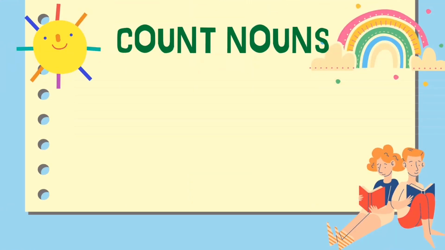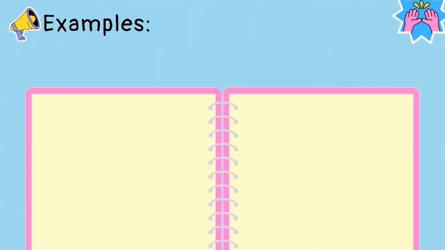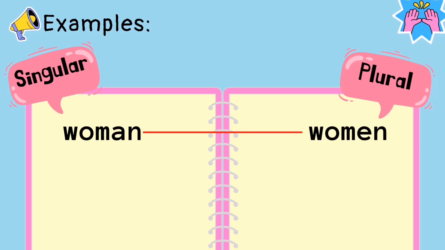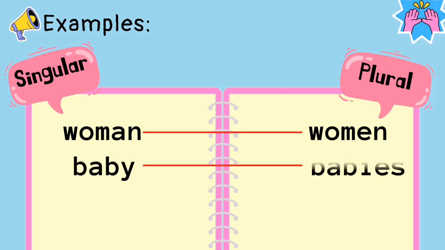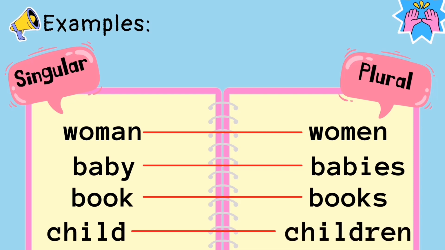Let's learn first the count nouns. Count nouns are nouns that can be counted. They can be singular or plural. Examples of count nouns. So we have the singular count noun or the plural count noun. Example of singular is woman, plural is women; baby for singular, and for plural, babies. Singular for book and plural, books. Child for singular and children for plural.